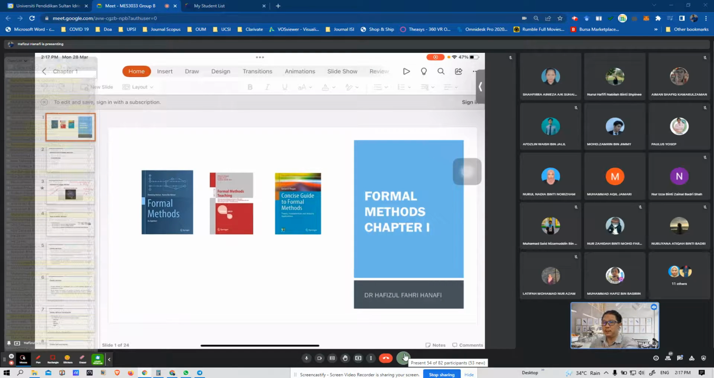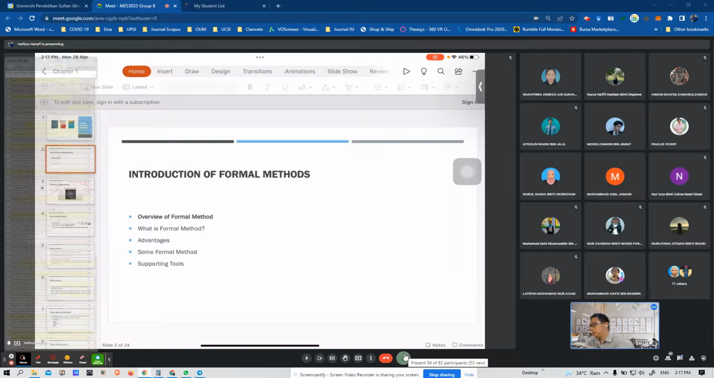Okay, Bismillahirrahmanirrahim. Here we start our first chapter. First chapter of formal methods. Okay, as you know, this subject is compulsory, especially for those who are taking a major subject. Okay, for today, we are looking into several subtopics here.